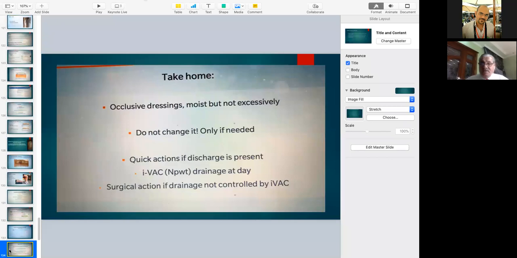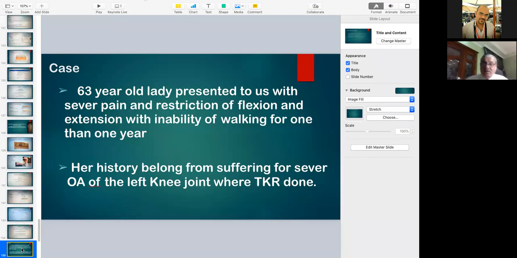What is the take-home message? Occlusive dressing is needed, but not excessively. Don't change the dressing unless needed. Take quick action if discharge is present. Use a VAC, and surgical action if drainage is not controlled after 7 days. I present this as used in one of the cases.